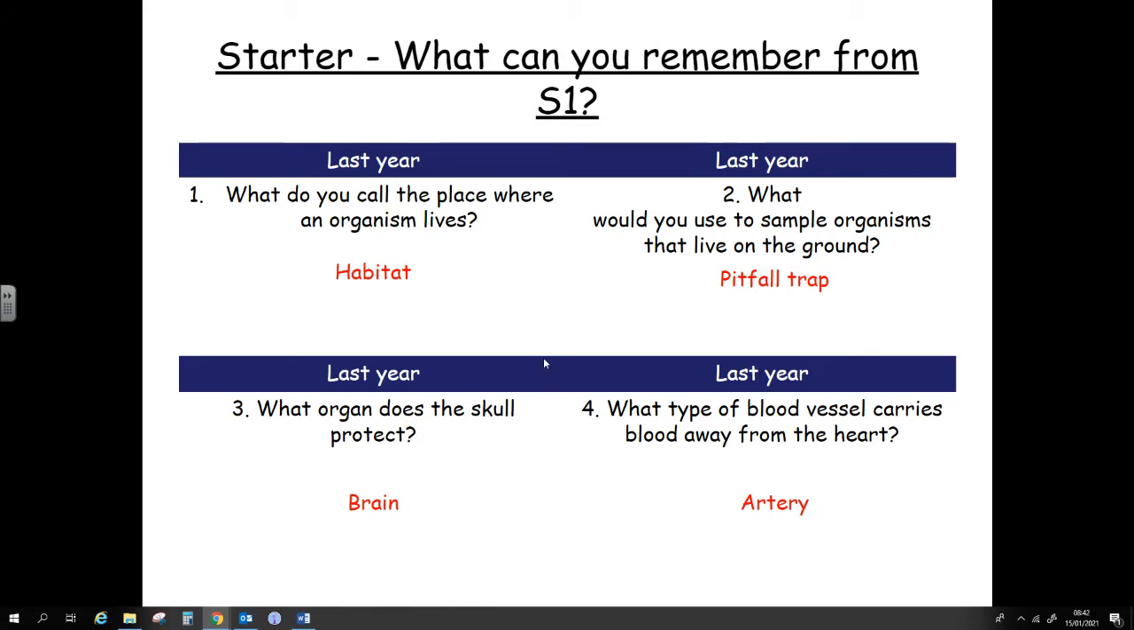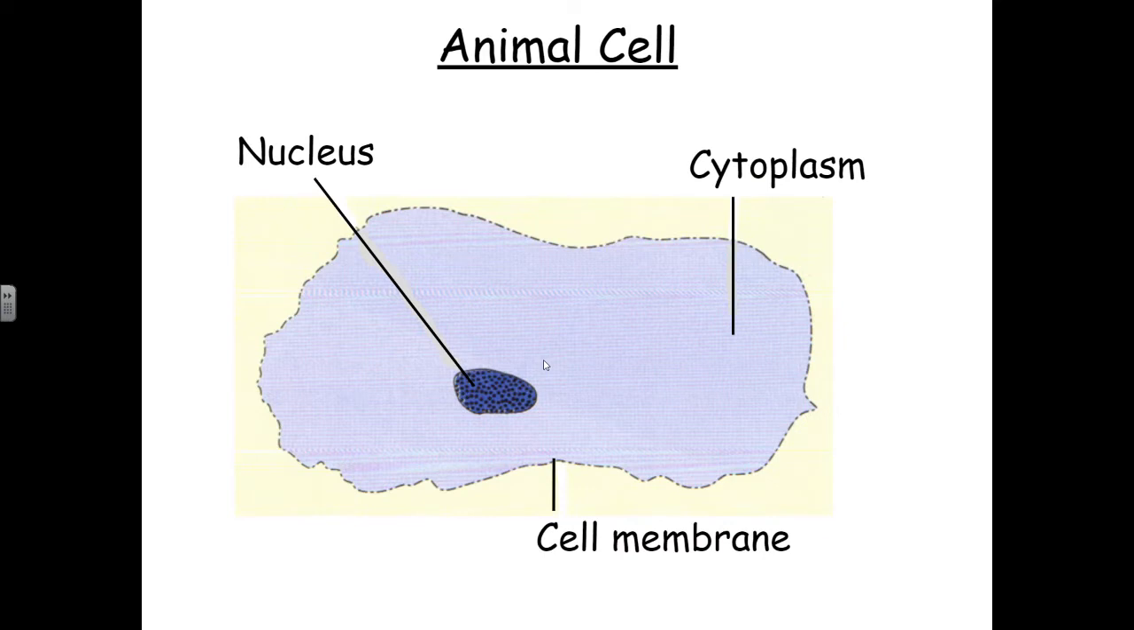That is the artery. So starting, we have two types of cell we're going to look at in this first lesson. We have the animal cell and we have the plant cell. Now, both of them contain the structures found in the animal cell. We'll talk about that in a second. But for just now, all animal cells have these three parts in their cell.